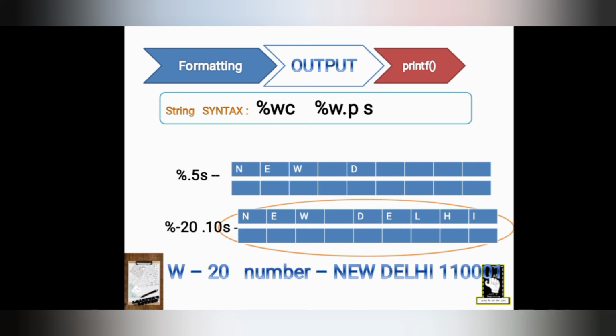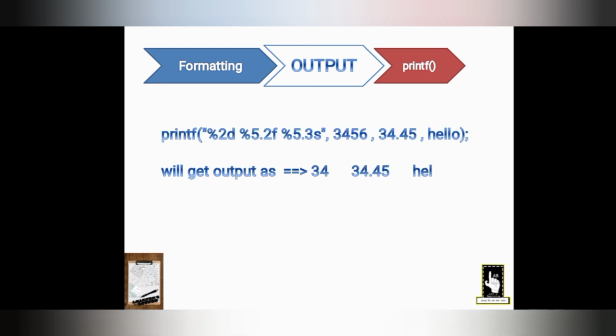A sample printf with all the above three data types that we have shown for the printf statement is shown here. Printf %2d, %5.2f, %5.3s, and here we are giving the exact values and not the variables. This is simply to show you as an example, but in real programs we should not do this. It's not recommended for sure. 3456, 34.45 and hello are the three values that we are given.